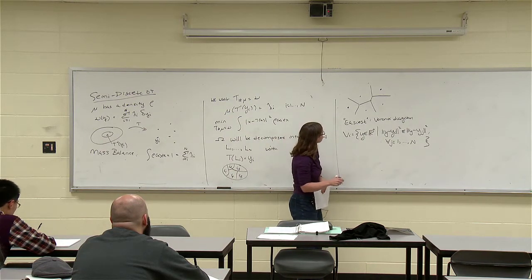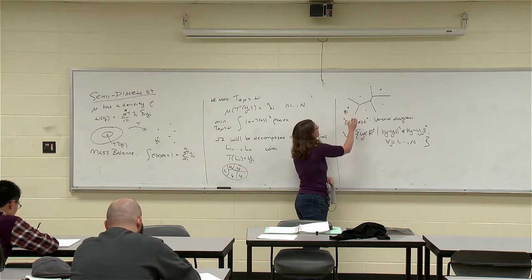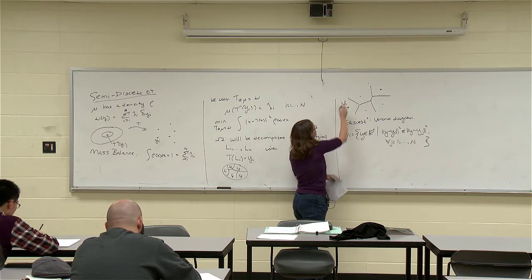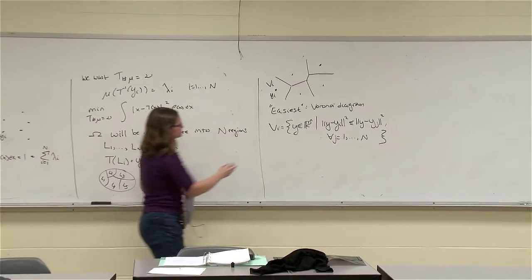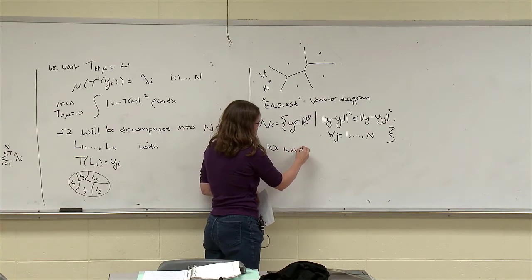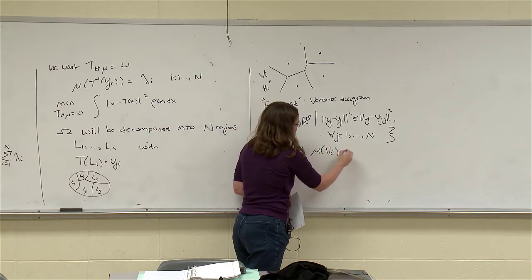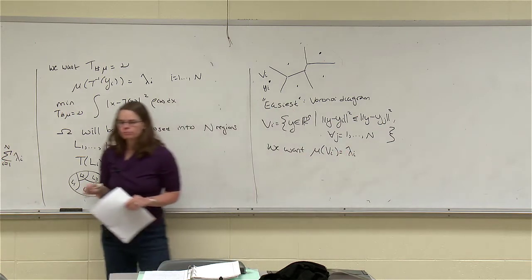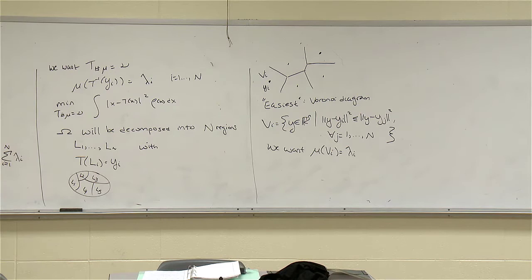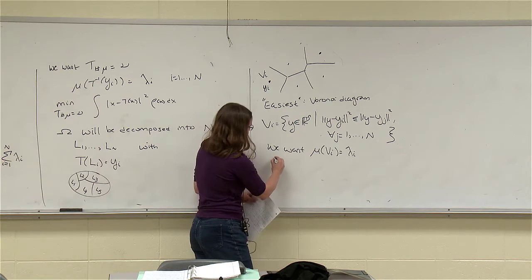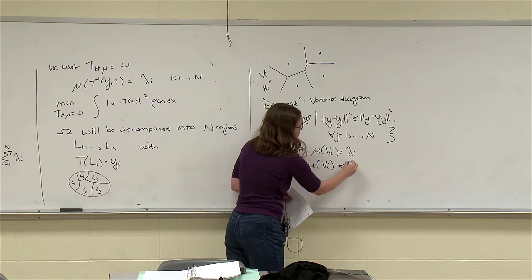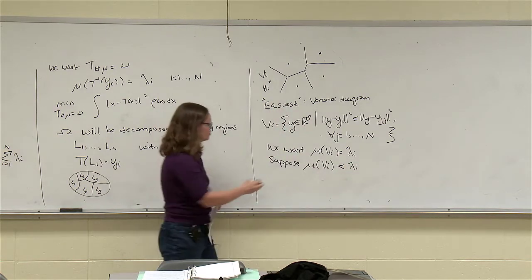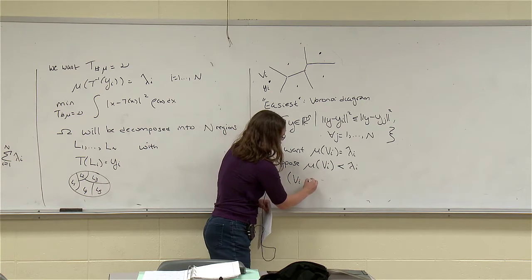Let's say we zoom in here at some yi, and this was our cell vi. Okay, we know that we want mu of vi to be equal to lambda i, which it might not be. So let's say it's not. Suppose we have too little mass in this cell. Actually this is the case when we write down our Voronoi diagrams, or it could be the other way. So right now, vi contains too little mass.